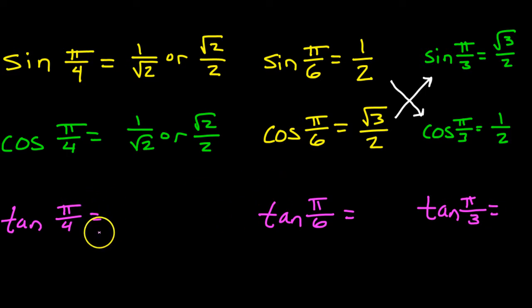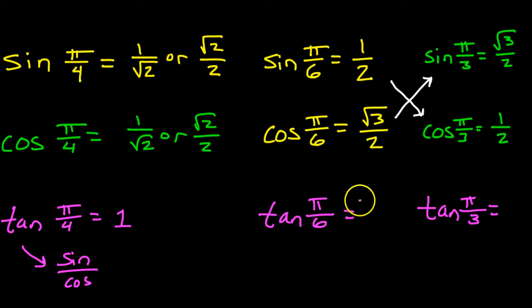You don't have to memorize these. You just need to know that tangent is sine over cosine. So we have the sine and we have the cosine. In the pi over 4 case, these are both the same, and if you divide something by itself, you get 1. So the tangent of pi over 4 is 1.